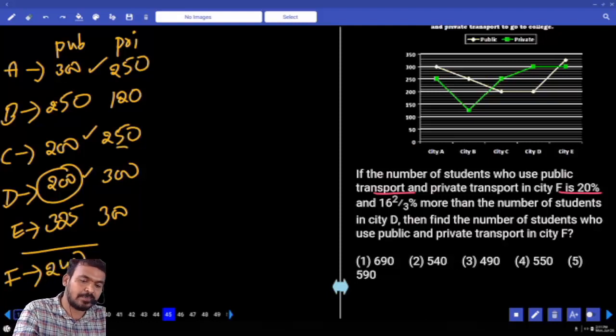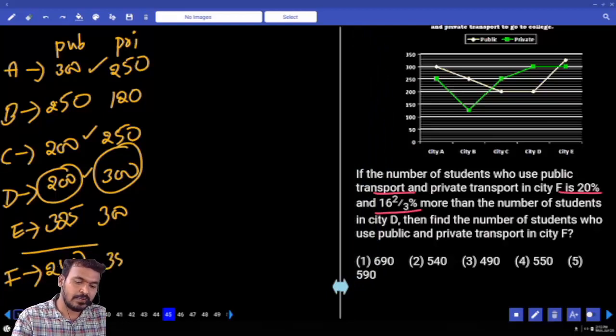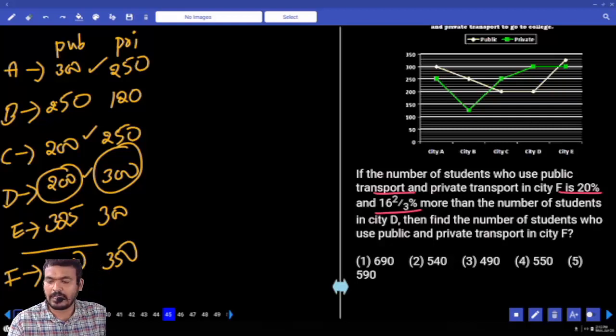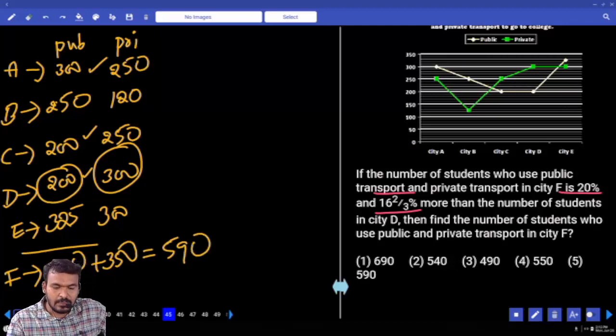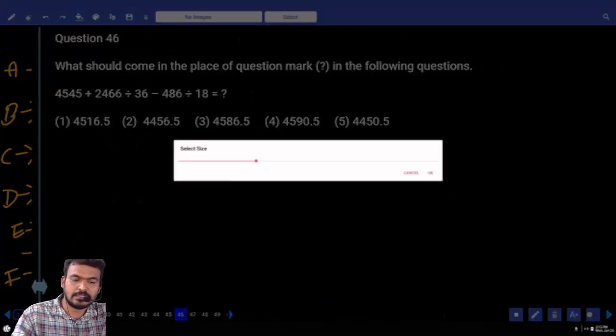What is the city D private value? 300. 16 2/3% means 1/6. What is 1/6 of 300? 50. 300 plus 50 is 350. Then we require the F total value. 240 plus 350, what is the total value? 590.